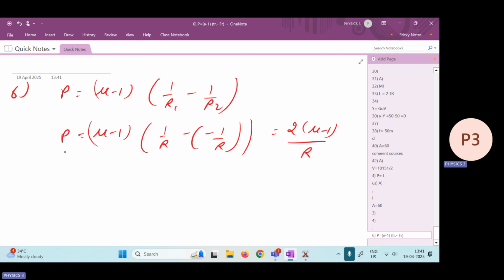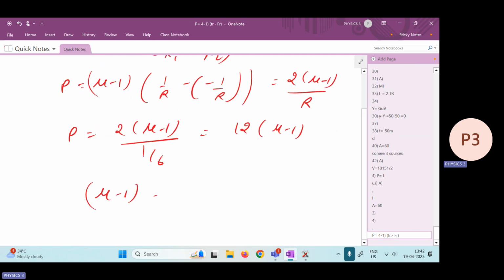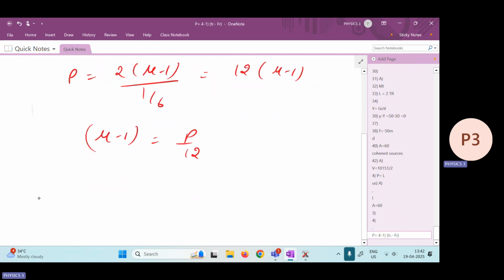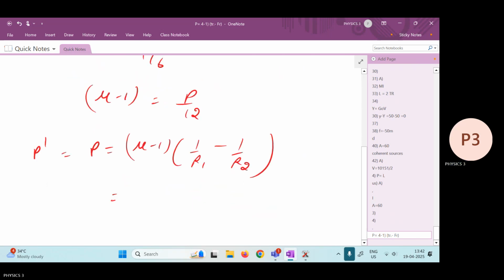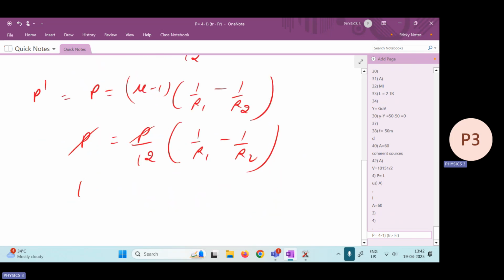Okay, now r we have given is 1 by 6 meters. So if we put that value over here, then this comes out to be 12 into (mu minus 1). So mu minus 1 comes out to be p by 12. Now another one, p dash, will have the same power p, for which (mu minus 1) times (1 upon r1 minus 1 upon r2). So this we have given is p by 12 times (1 upon r1 minus 1 upon r2) equals p. So this p got cancelled out. 12 comes out to be 1 upon r1 minus 1 upon r2.